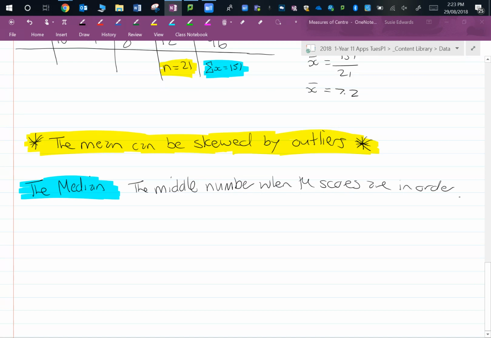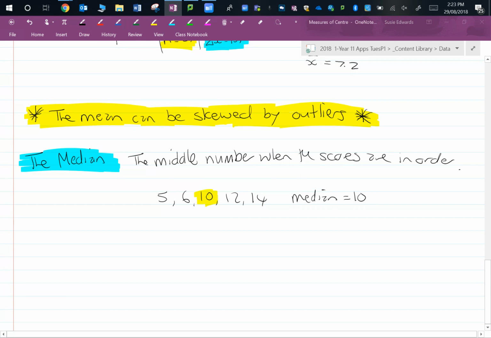So really easy example: 5, 6, 10, 12, 14. The median is 10, pretty easy. It gets a bit harder when there's an even number of scores. So what about if I had 3, 4, 6, 8, 12, and 13?